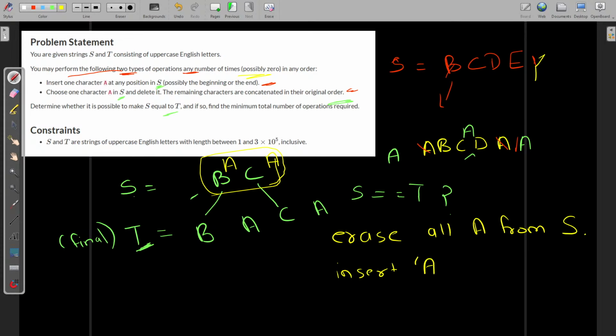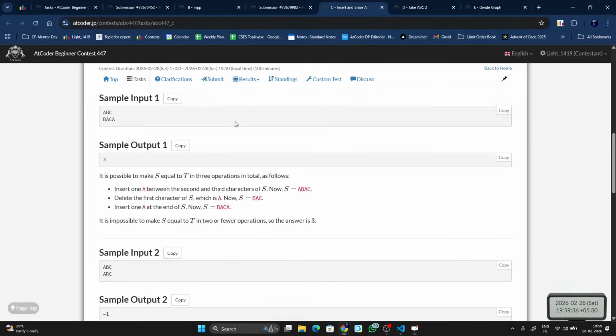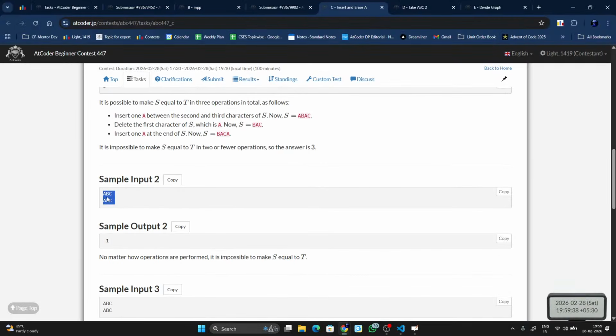Insert character A wherever required. This might not be the most optimal approach, okay? But this is one possible solution. Now let's try to dry run this for another test case. ABC, ARC. So let me write it. A, B, C, and A, R, and C.